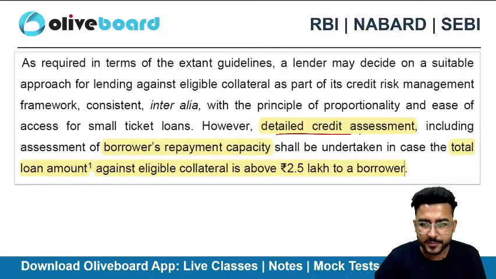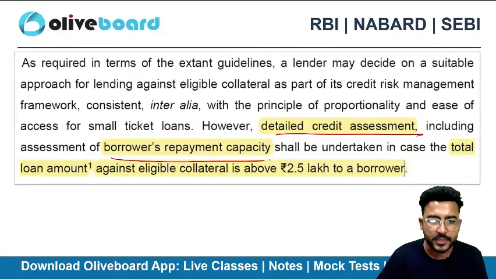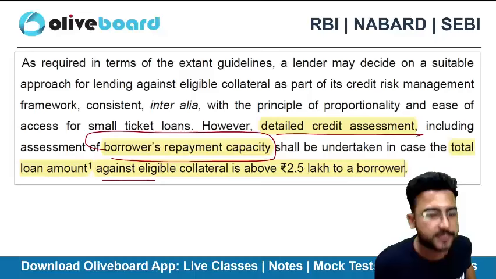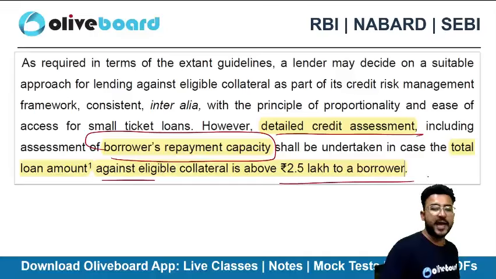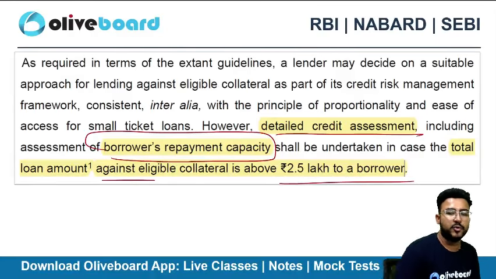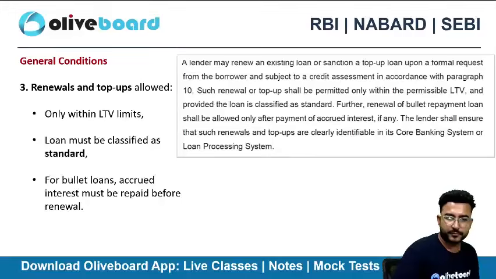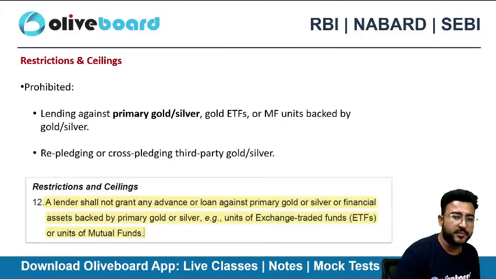Detailed credit assessment of the borrower's repayment capacity is required if the total loan amount against eligible collateral is above 2.5 lakh rupees to a borrower, right? Renewal and top-ups are allowed only within the LTV limits, so we need to study the LTV limits as well.